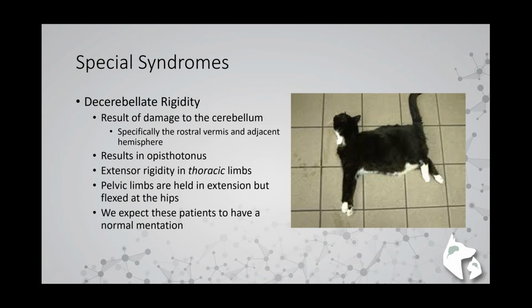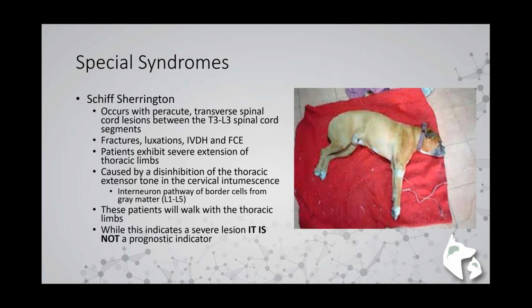Again, the head can be opisthotonic, held up. You'll see rigidity in these front legs, but you'll see flexion in the back legs. These patients will be very alert, very mentally appropriate, but can't walk. This decerebellate rigidity is more indicative of a cerebellar problem. So they're alert, they're conscious, they know what's going on, but they can't get out of this posture because of damage done to the cerebellum.